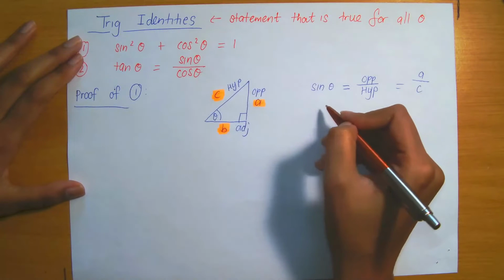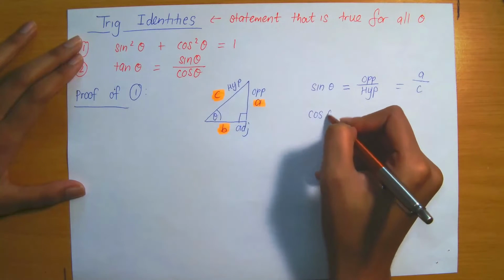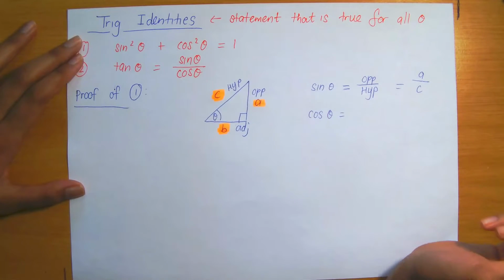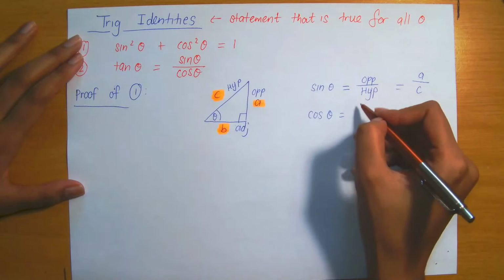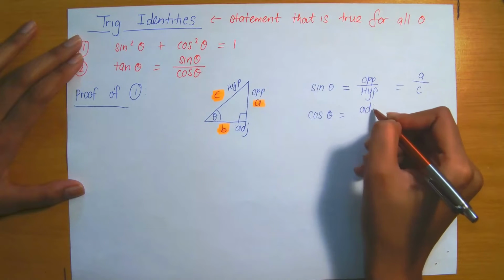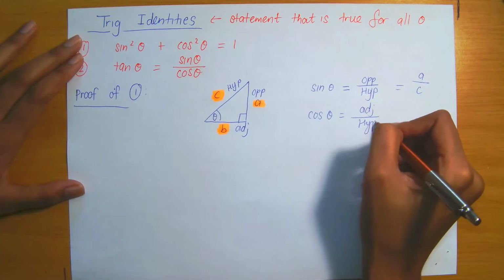Let's now consider cos theta. Right, from the acronym SOHCAHTOA, this is equal to the adjacent divided by the hypotenuse.